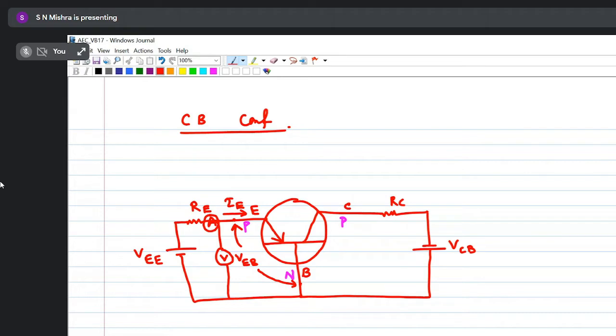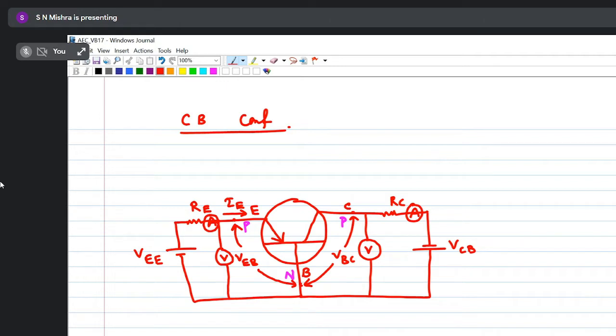voltage. Now I'll connect one potentiometer or voltmeter to measure the voltage between base and collector. And to measure the current, we have to connect one ammeter. So this is the diagram of CB configuration. Okay.